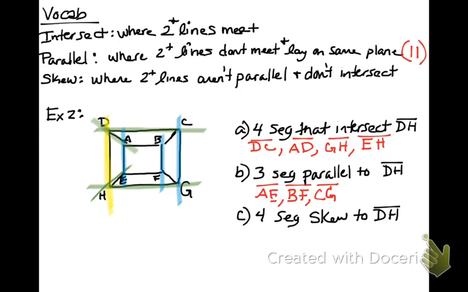Now, we are going to do 4 segments that don't touch and they are not parallel to DH. So I'm guessing it's the other 4 lines that are not used. Notice AB, it's behind DH, so it cannot intersect it. AB is behind it, and it's not going to touch it. So it's going to be AB. And EF, very good. Again, it's behind it.